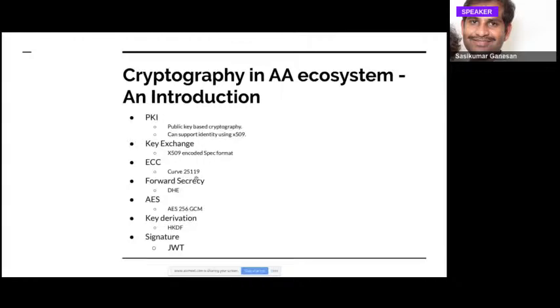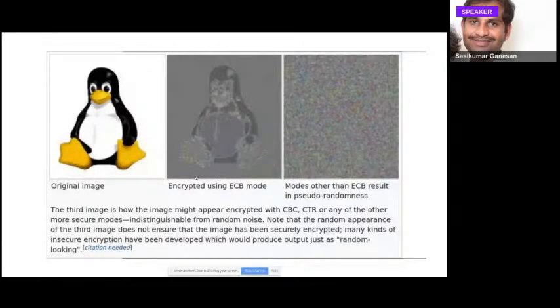JWT is a well-known standard, and I think it doesn't deserve a big explanation. It's a very simple JSON base64 format with a header, payload, and signature. Extremely simple. Now, I'm jumping quickly into some basics of cryptography so that you understand why such importance is given to the algorithms that we selected.